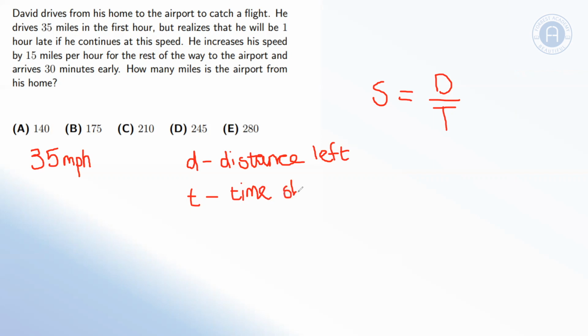So we know for this first question that our speed is 35 miles per hour. Our distance is D, but if he travels there, he's going to be an hour late. So for this first part of the journey, we can say that 35 must equal D divided by T plus 1.